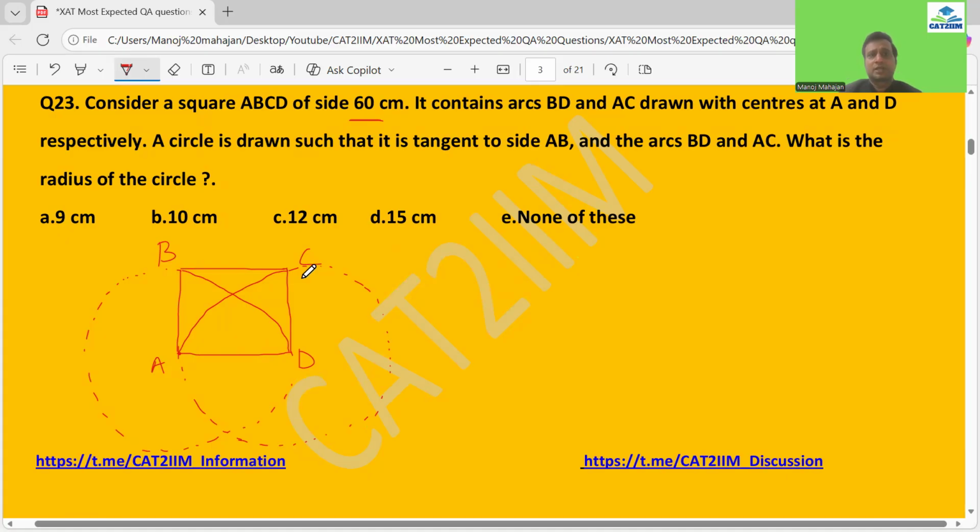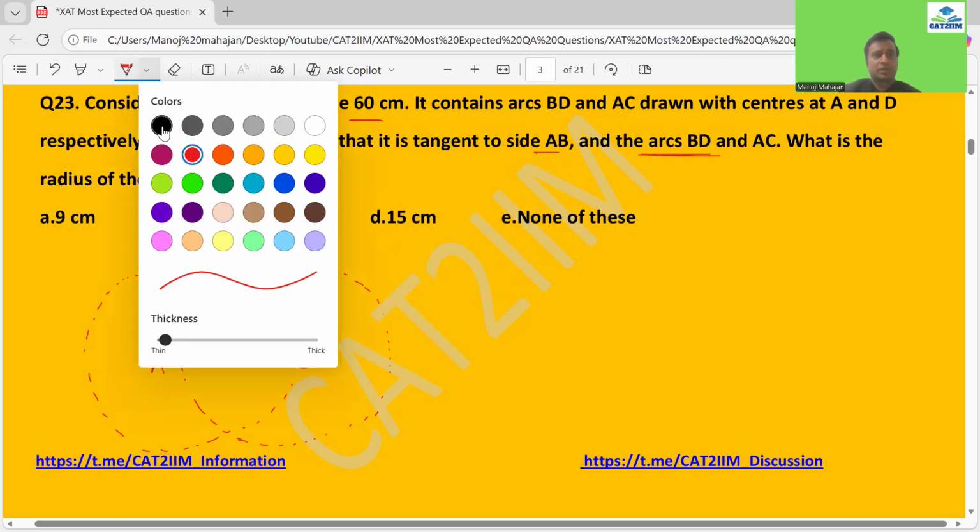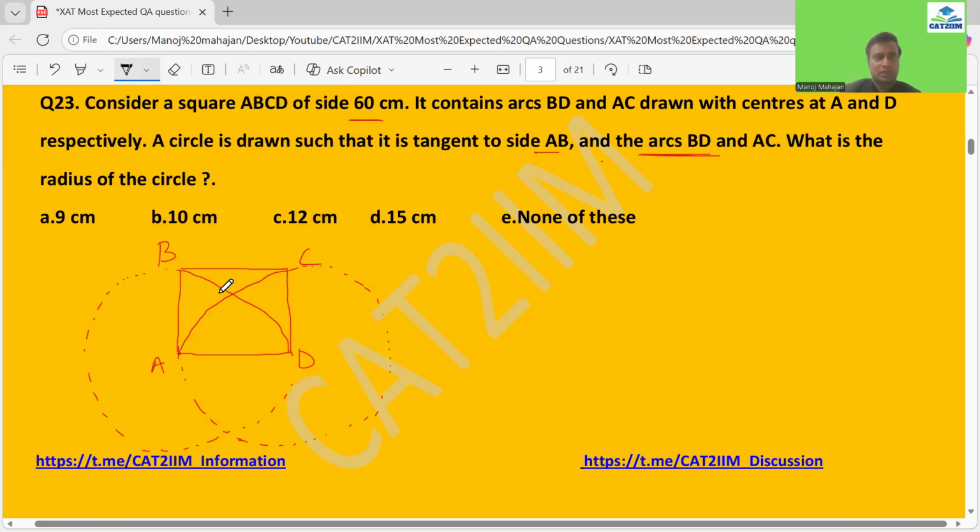Now what they're saying is a circle is drawn such that it's tangent to side AB and the arcs BD and AC. So let me draw the circle over here, and we have to figure out the radius. So this is what they are talking about. So yes, of course, it's a tough one if you are doing it for the first time.